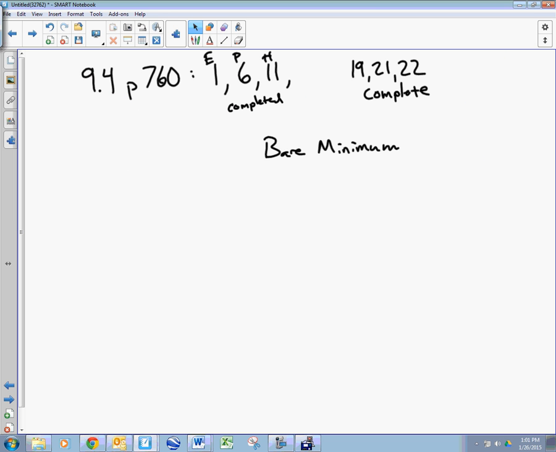Here's the deal, folks. We don't have time to practice a lot of these problems because they take a long time, don't they? So here's your bare minimum. Numbers 1, 6, and 11 on page 760 are already completed squares. The first one's an ellipse. Number 6 is a parabola. Number 11 is a hyperbola. So you're just graphing them as they are already shifted. But for 19, 21, 22, that's where you need to do what we just did. You need to complete the square and understand which form they take and what shape they'll have. That's the bare minimum.